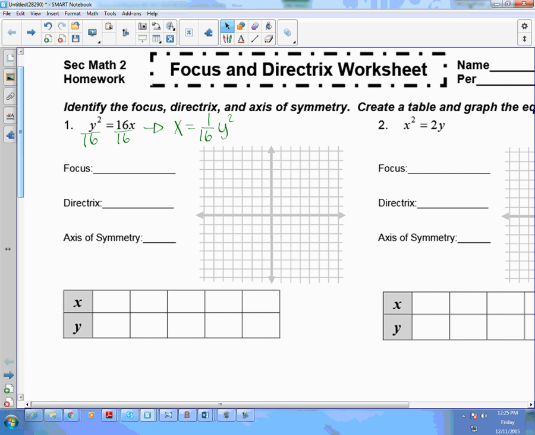What number is being added to the y? This is technically the y coordinate of the vertex. The number is in parentheses with the y. 0, because there's no parentheses, right? What number is after the squared? 0. So our vertex is 0, 0. We can put that in a chart in the middle, and we put it on our graph.